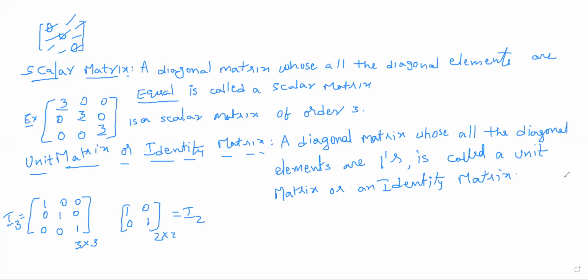Next definition is null or zero matrix. Null means zero. So a matrix having all the entries or all the elements zero is known as a null matrix. Moreover, this matrix need not be diagonal. It may be a non-diagonal matrix also.